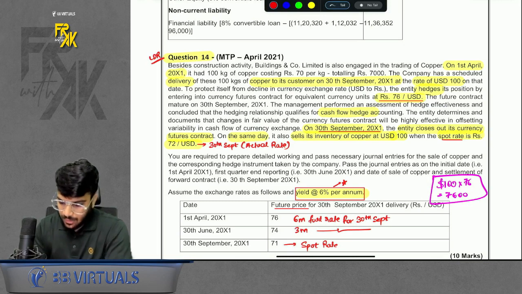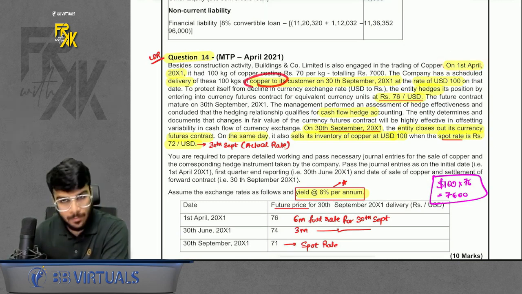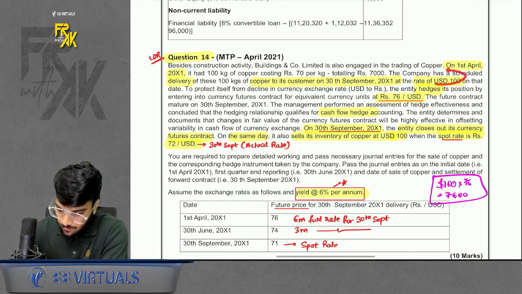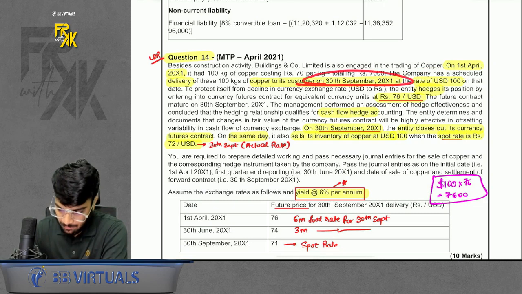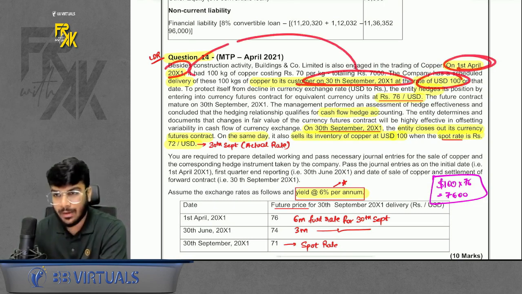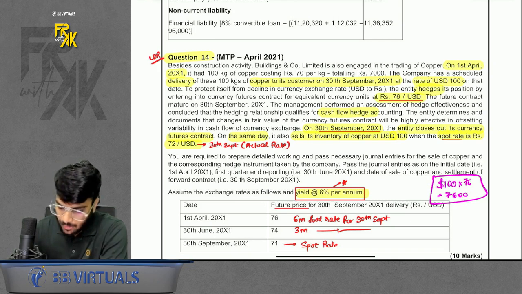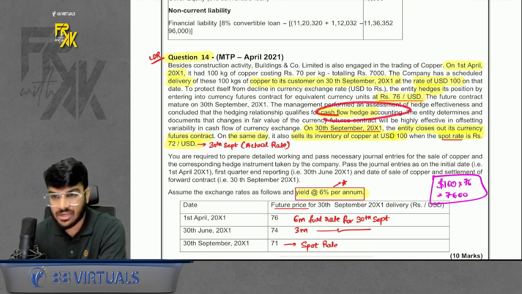Okay. So here, what the question says is, we were going to sell some inventory of copper for USD 100. Delivery is happening after 6 months on 30th September. We decided on 1st April that on 30th September, we will deliver some copper for USD 100. Now, this is my inflow which I will receive on selling. I fixed the rate on day one. I hedged my position at 76 per dollar. This question is saying we did cash flow hedge accounting.